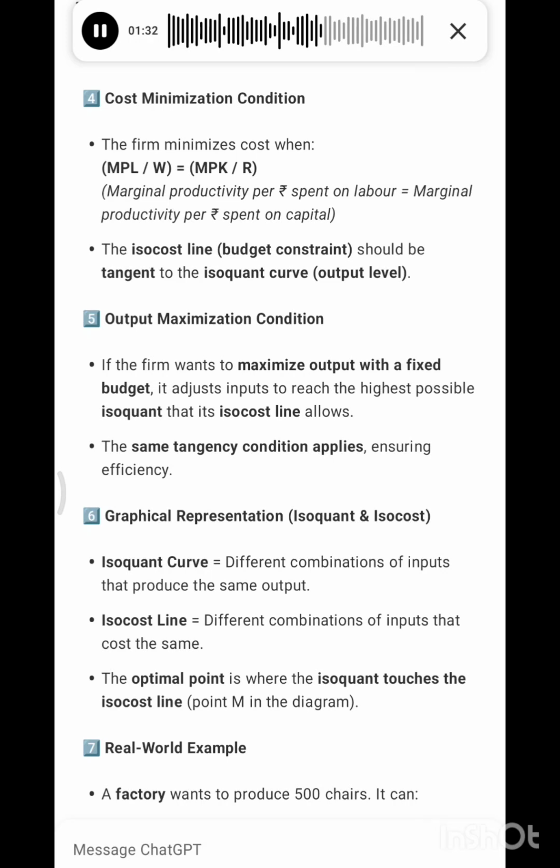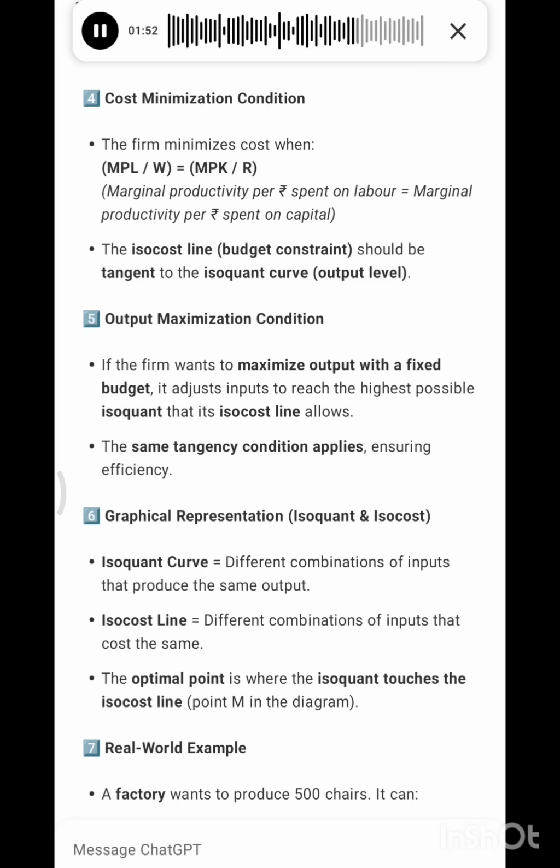6. Graphical representation: isoquant and isocost. The isoquant curve shows different combinations of inputs that produce the same output. The isocost line shows different combinations of inputs that cost the same. The optimal point is where the isoquant touches the isocost line, point M in the diagram.